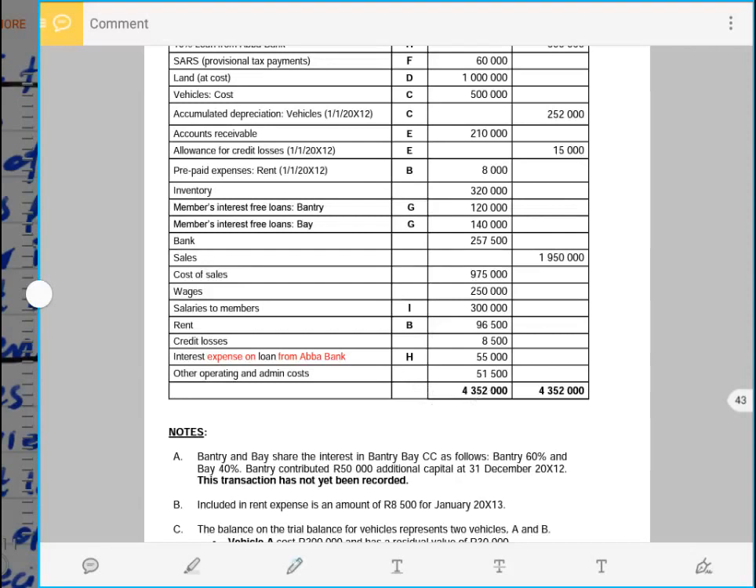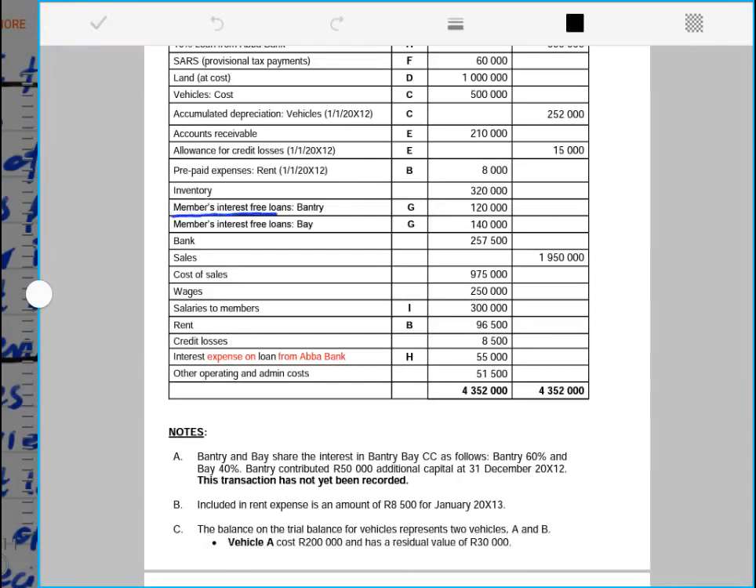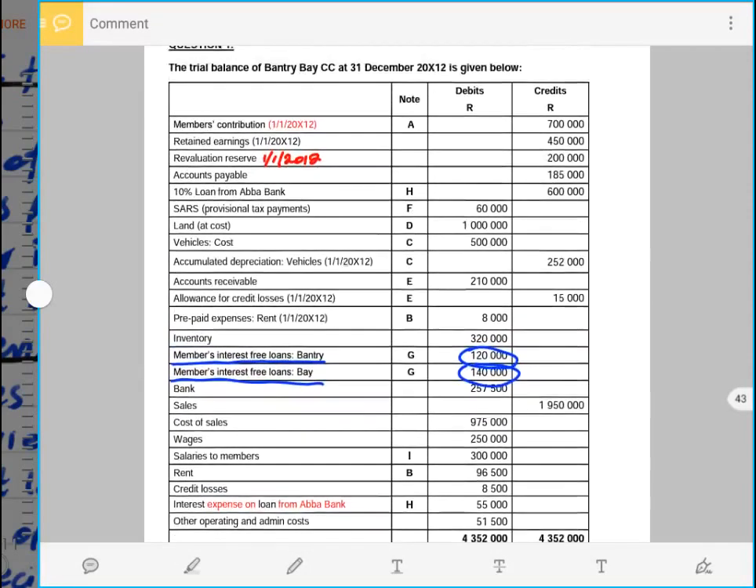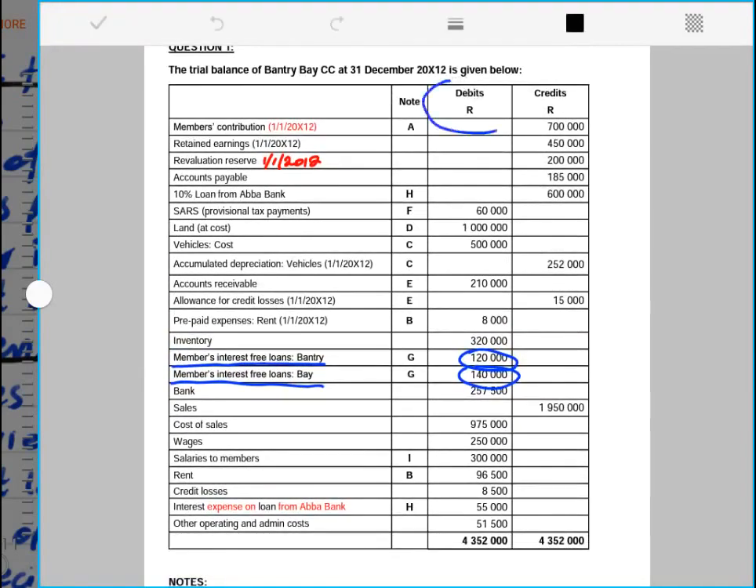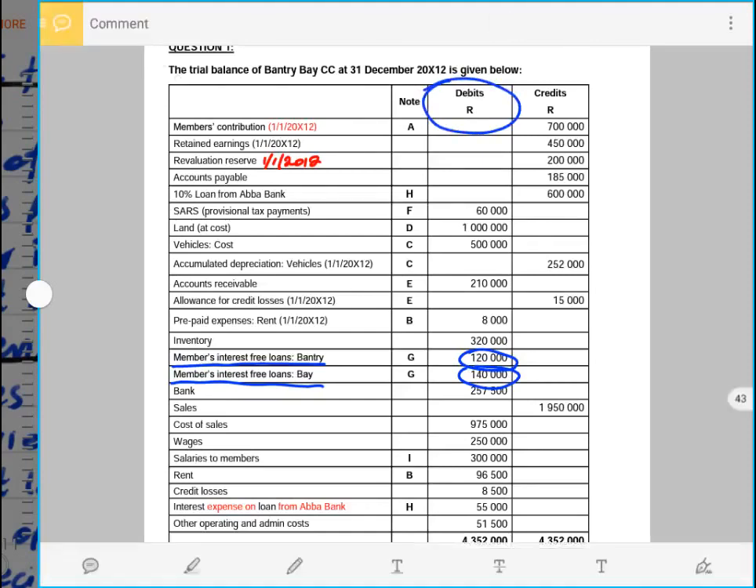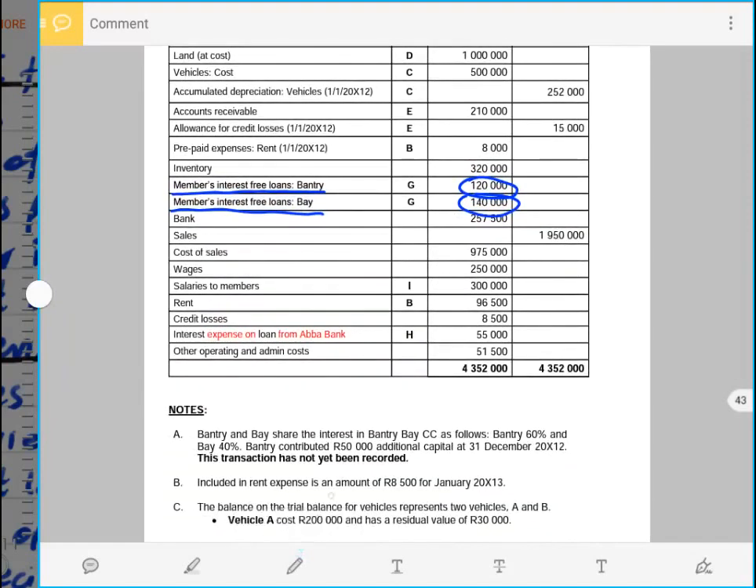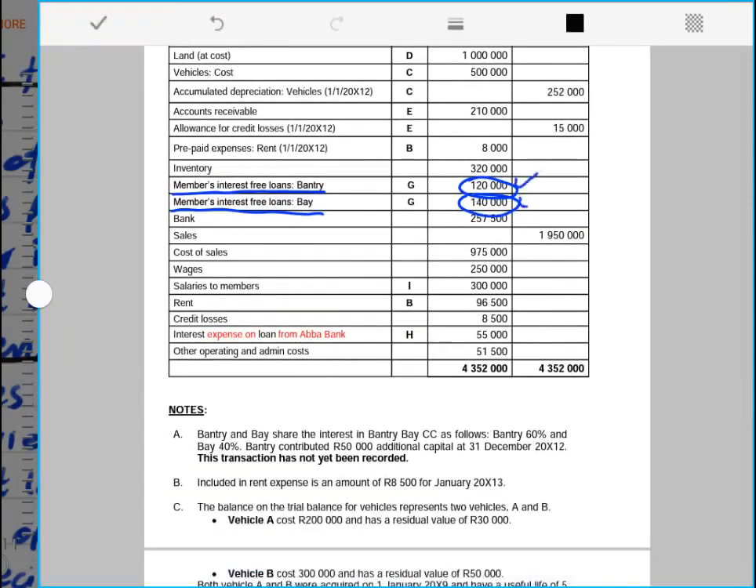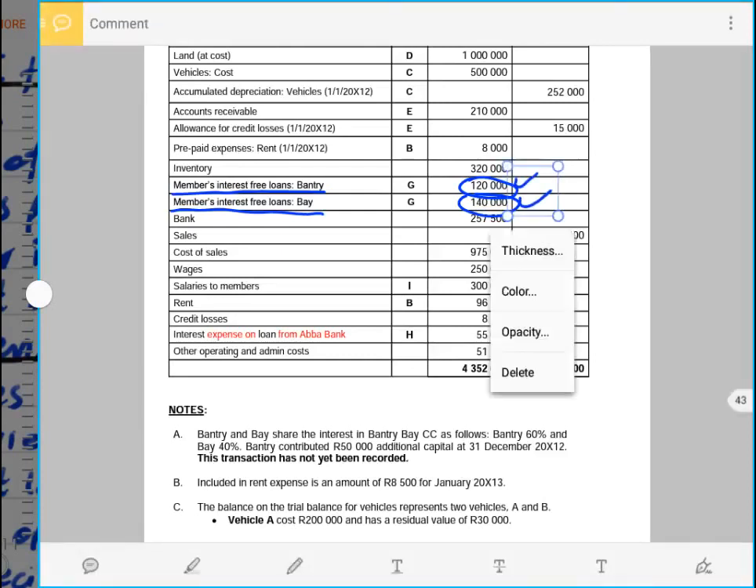So our rent expense will have to increase by 8,000 in the current year. We have inventory and members' interest-free loans, and we have two members' interest-free loans for both members, amounting to 120,000 rands and 140,000 rands. Both of these loans are recorded on the debit side of the trial balance, which tells us that these are assets of the closed corporation. They are assets because the closed corporation gave loans to the members of the closed corporation, hence they are recorded on the debit side.